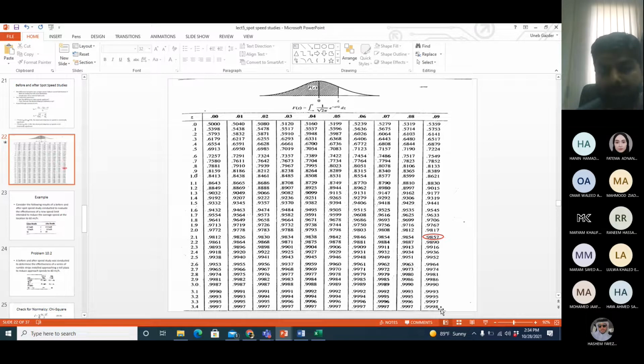So the highest Z value in the table has a probability of 0.9998. This is the highest probability for the highest Z value in the table. Any Z value which is more than 3.49 will have a probability of 1, because after 0.9998, what will you get? 1. And probability or percentage cannot be more than 1. So if you have a value which is more than 3.49, the maximum value in the table, the probability of that Z value will be 1.